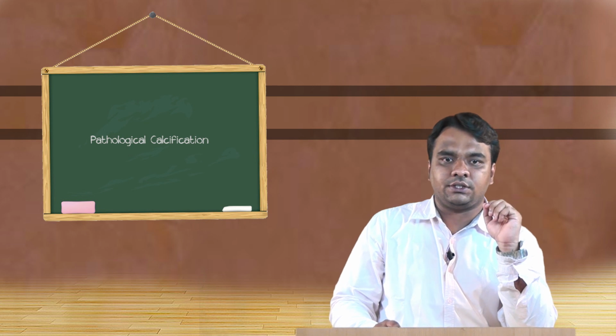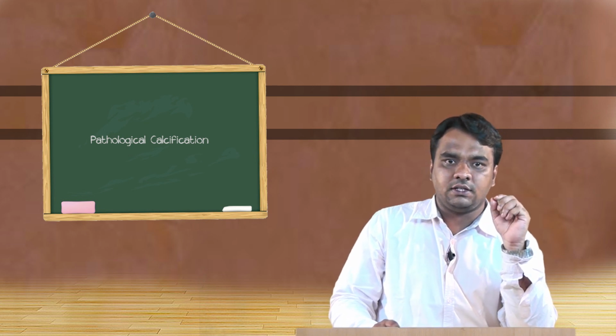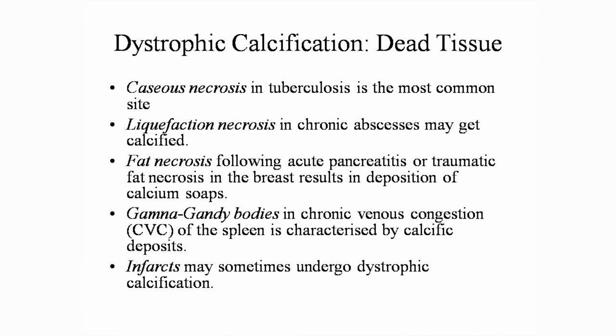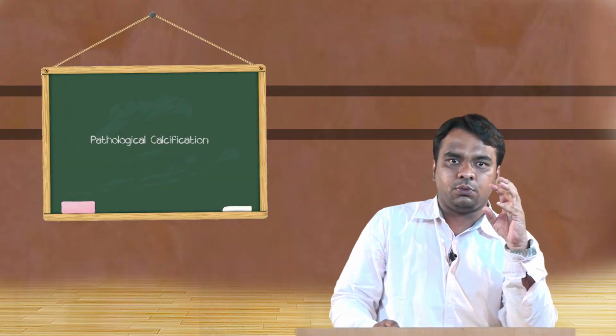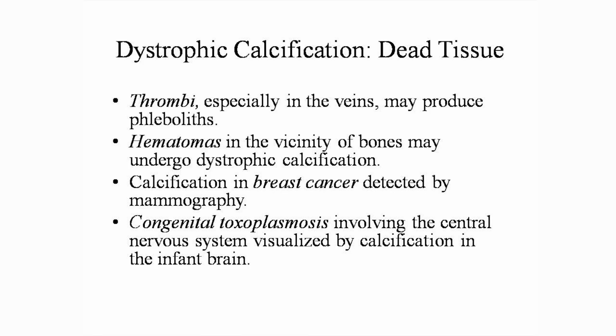We can see dystrophic calcification especially in dead tissues, mainly in caseous necrosis, liquefaction necrosis, fat necrosis and infarcts. Also in cases of thrombosis, formation of thrombi, hematomas, and in breast cancer, where by doing the investigation of mammography, one can detect dystrophic calcification.